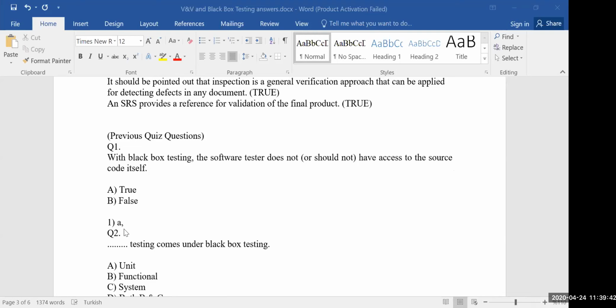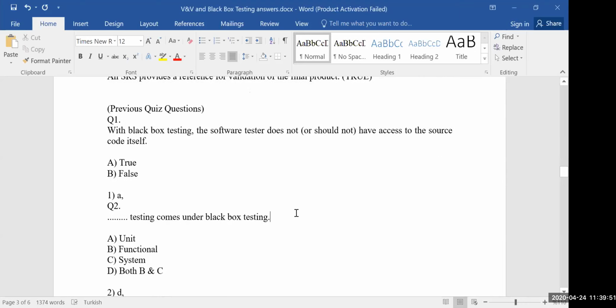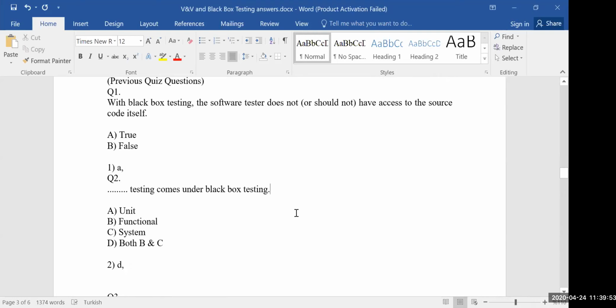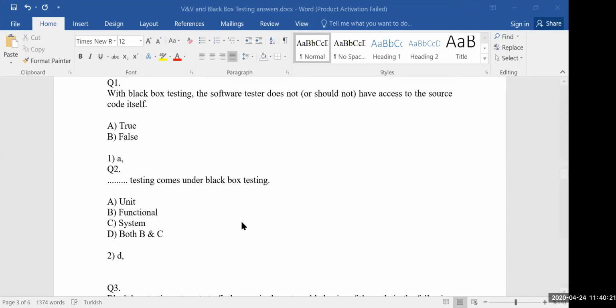So the answer is here A, true. Okay, and if there is no objection or any other different idea, then let's continue. Unit testing comes under white box testing, and functional and system testing comes under black box testing. So the answer is B.